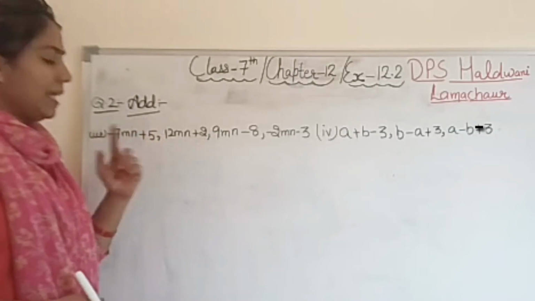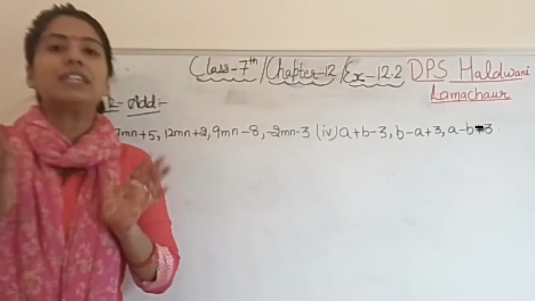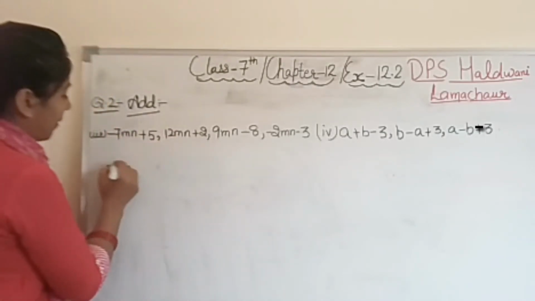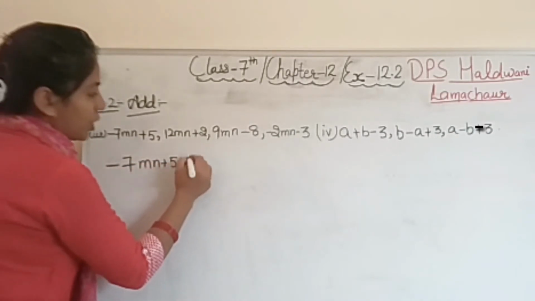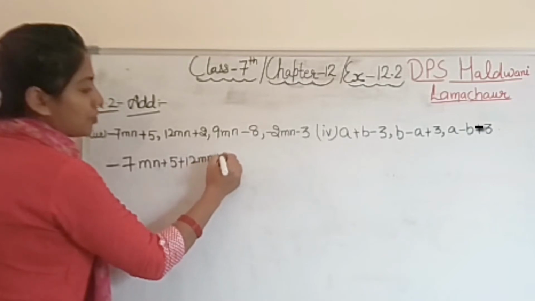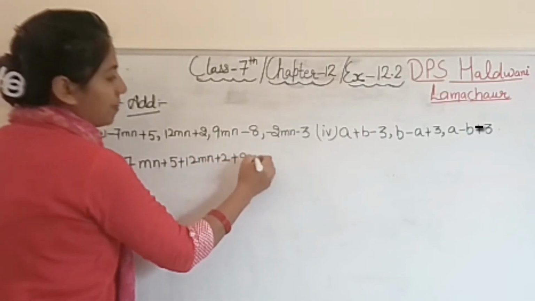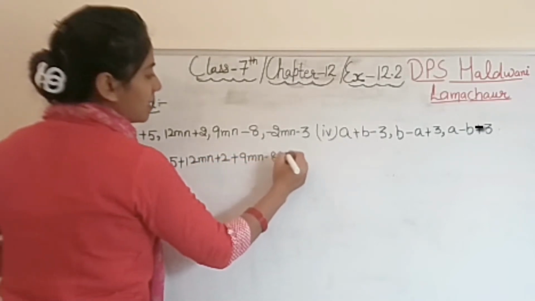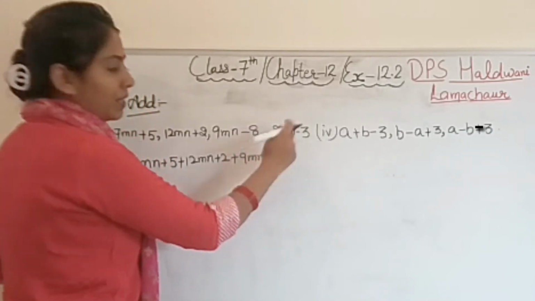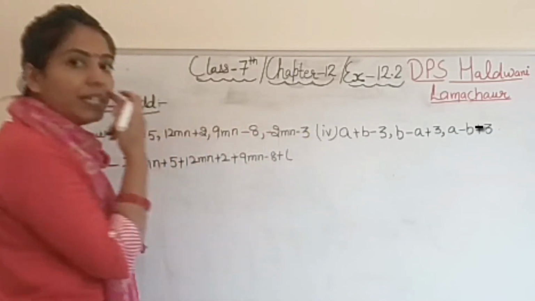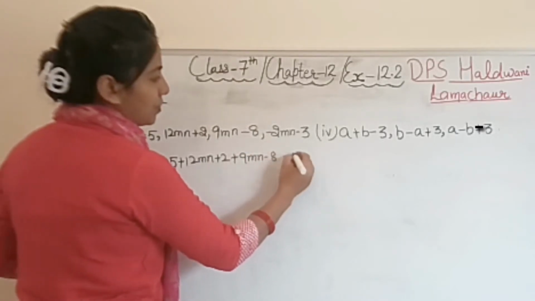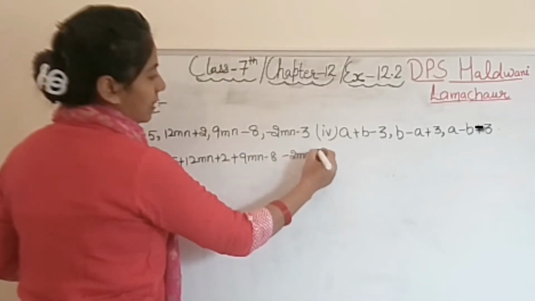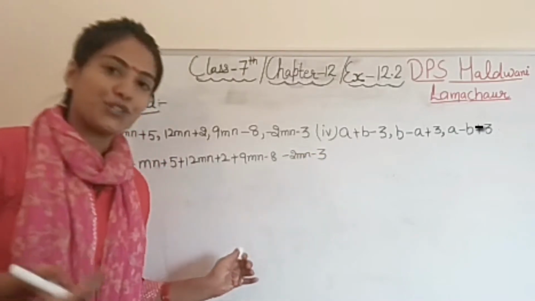Same terms, so in the place of commas, we'll first put addition, right? So let's simplify. 7mn plus 5 plus 12mn plus 2 plus 9mn minus 8 plus, now it is in minus, student. So we'll keep it in the bracket, or directly you can do plus minus, minus 2mn minus 3. Right? This is your choice only.